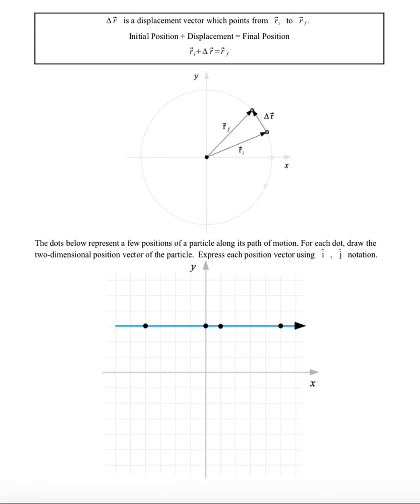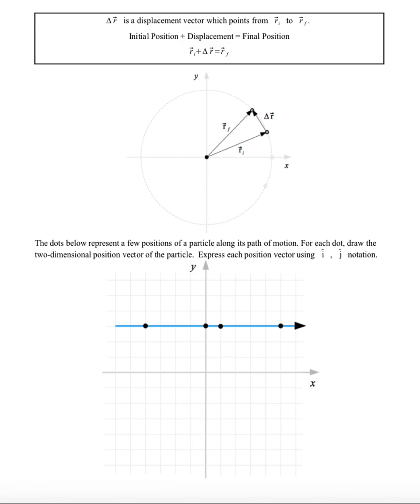But the same formula from the past still holds. An initial position plus a displacement equals the final position. You can see an example of this drawn in the unit circle, where an object moves from one point in the circle to another point.